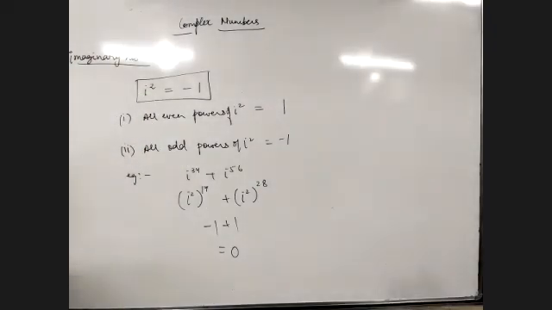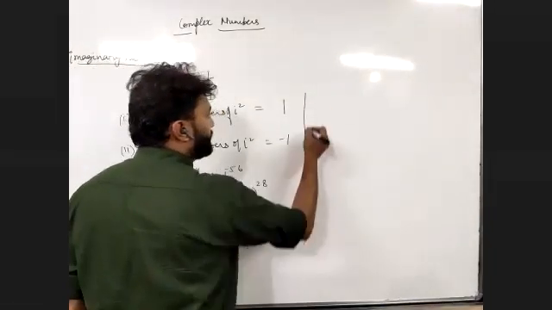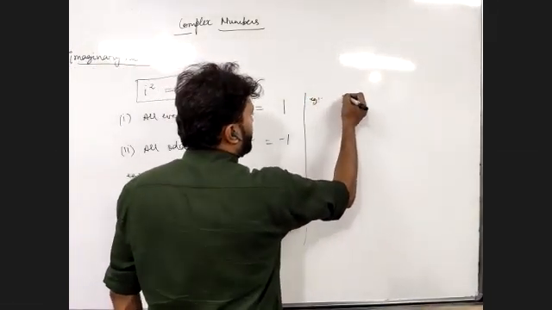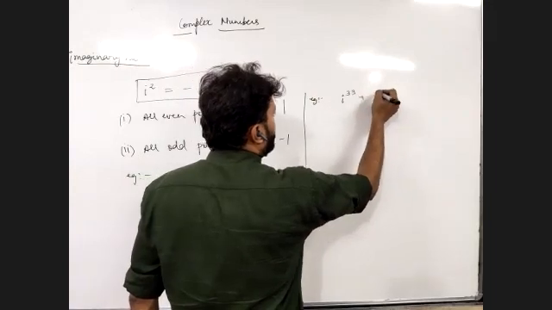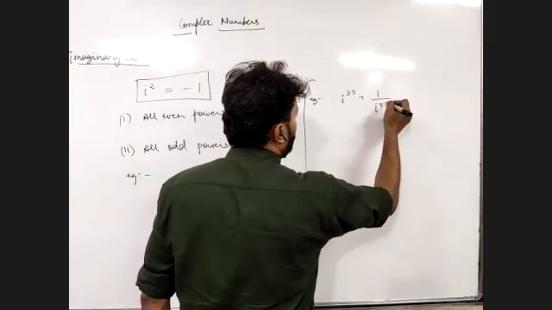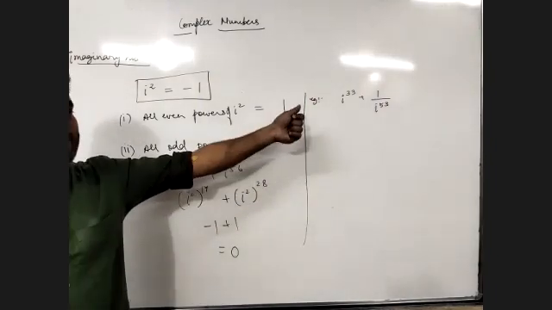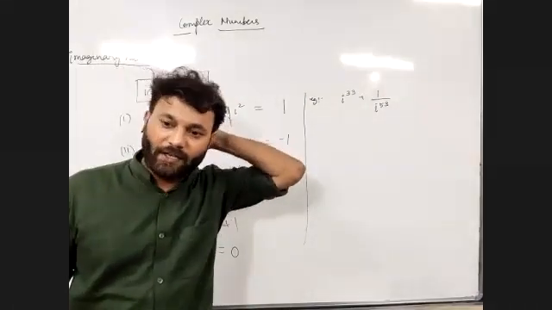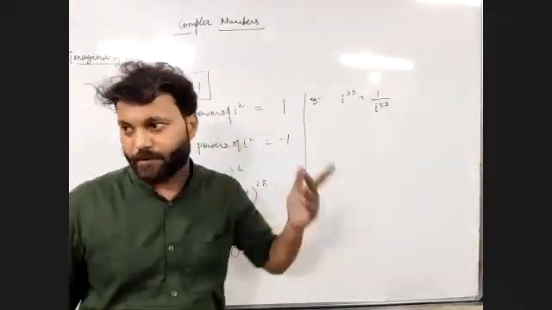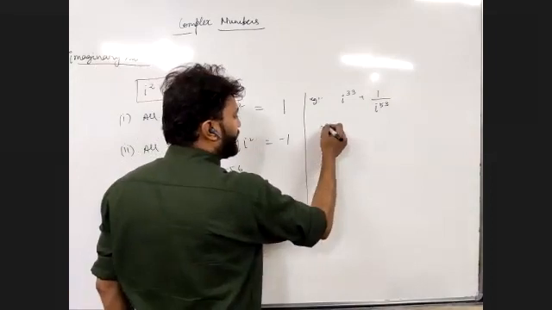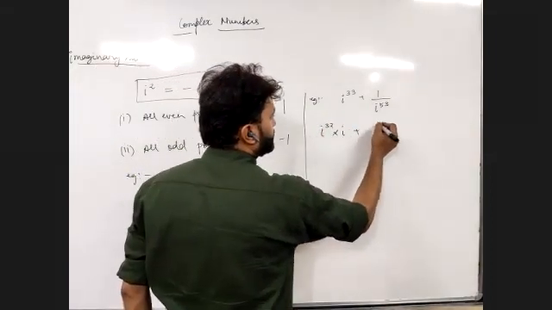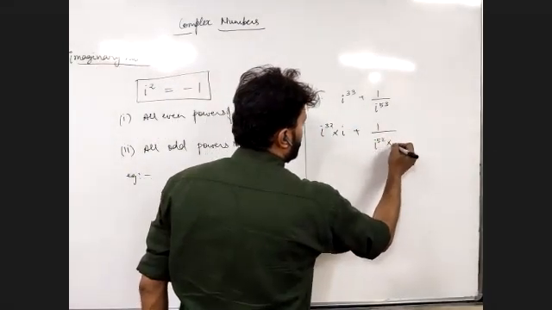Got this? एक और एग्जांपल देखो. I to the power 33 plus 1 upon I to the power 53. Can we break I to the power 33 directly in terms of I square? No, not possible. तो हम क्या करेंगे, इसमें एक I को सेपरेट कर देंगे. Same thing for this. Is it clear?